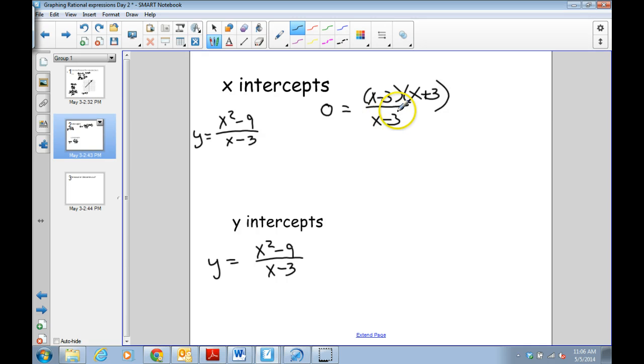Okay, so what I am left with here is, if I cancel those out, I'm left with 0 equals x plus 3. So what is my x-intercept in this case? Well, if I subtract 3 from both sides, it'll be negative 3. So my x-intercept, not my x asymptote, is negative 3.